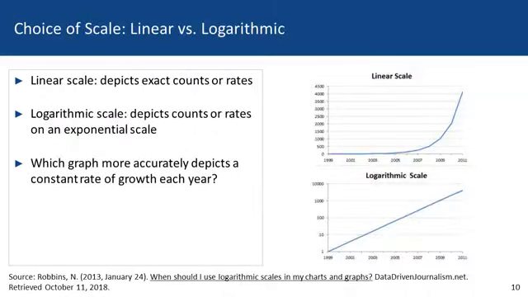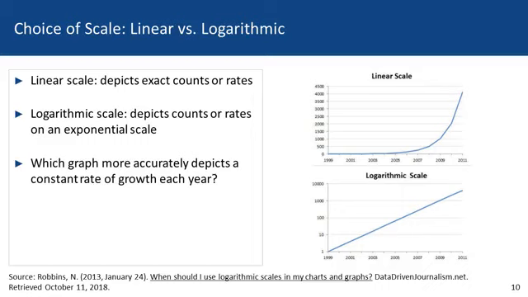A slightly more nuanced or perhaps more difficult choice is the choice of scale. One can use a linear scale or a logarithmic scale on the axis. As a reminder, a linear scale depicts exact counts or rates. In this case, in the top graph, the linear scale depicts some sort of number being conveyed that goes between approximately 0 and approximately 4,000. You can depict the same information on a logarithmic scale, which depicts counts or rates on an exponential scale.